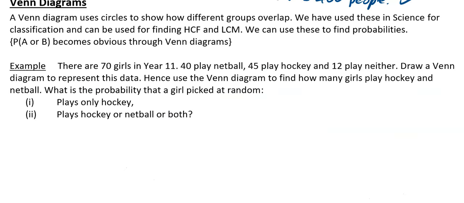Venn diagrams. A Venn diagram uses circles to show how different groups overlap. You've maybe seen these in different subjects, maybe in science, maybe in geography, and also down the school you may have used them. There's a Venn diagram method you can use for finding the highest common factor and lowest common multiple. We're also going to use it for finding probabilities. So let's jump to this example and see how this all works.